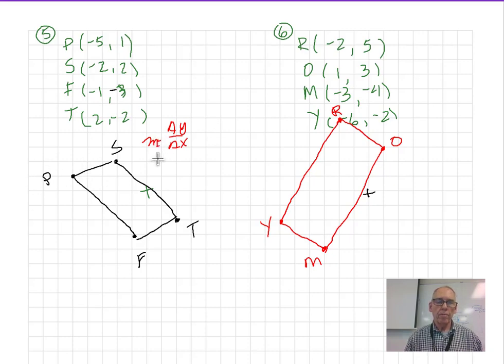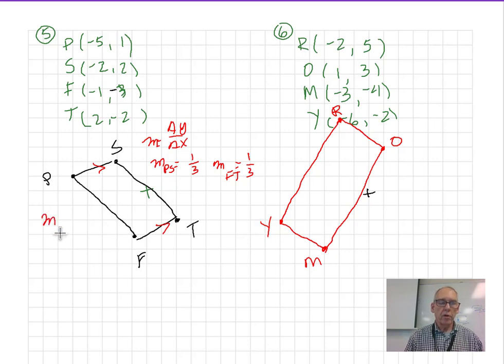The slope for PS is 1 over 3. The slope for FT is 1 over 3. So those are parallel. Now these other sides have to be parallel too for it to be a parallelogram.